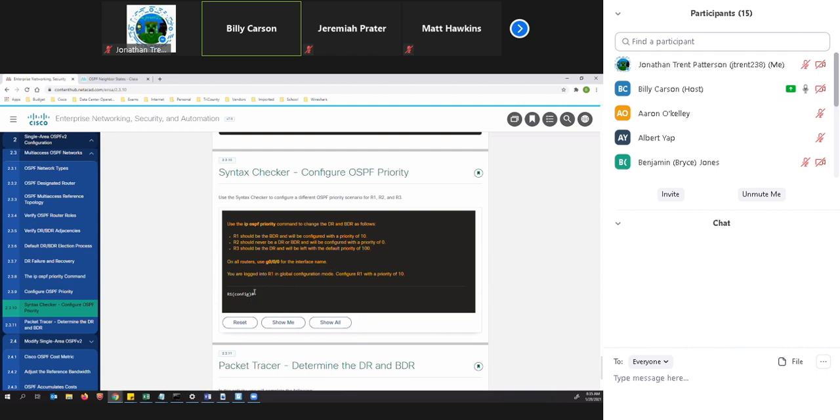So I'm in router 1 in global config. Where do I have to go first to set this command up? I've got to set the priority to 10. First thing I've got to do is go to that interface. So I'm going to go to the interface G0/0/0. Now I'm in that interface. Now I want to set up that priority. So it's IP OSPF priority.